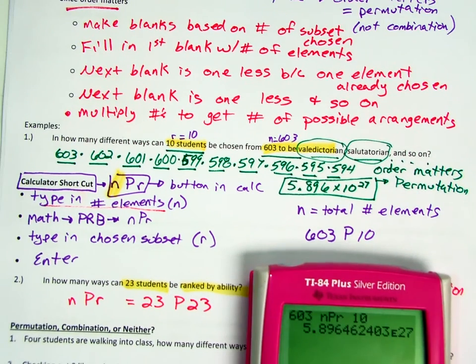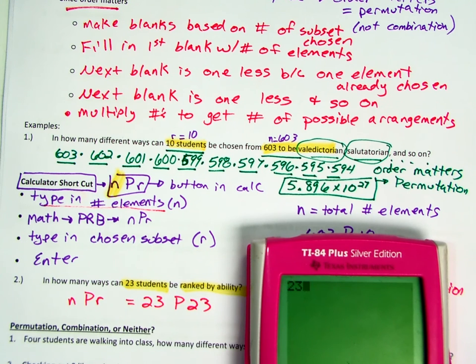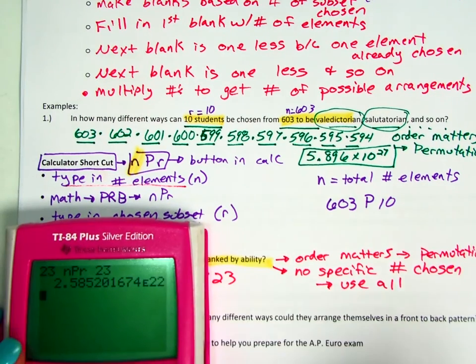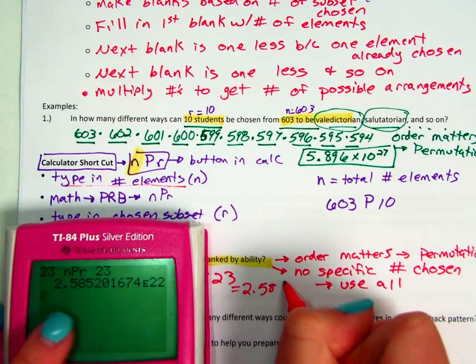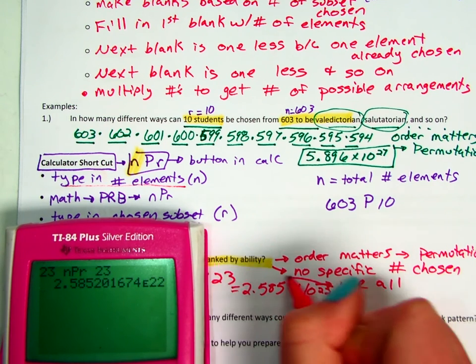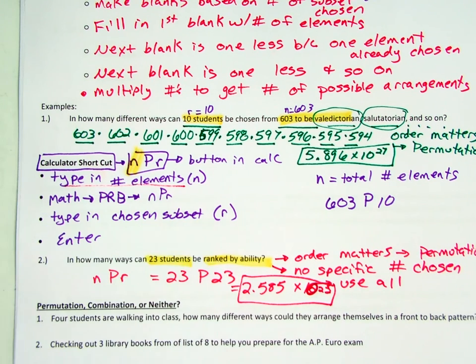So we're going to go to our calculator. We're going to type in the 23, math, go over to the permutation and choose 23, which is this number here, which is 2.585 times 10 to the 22nd. Oops, that doesn't really look like a 10. Times 10 to the 22nd.